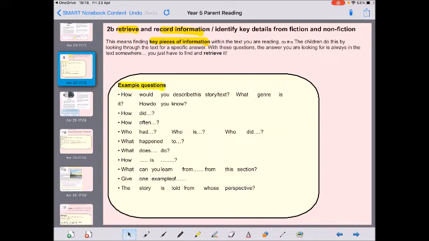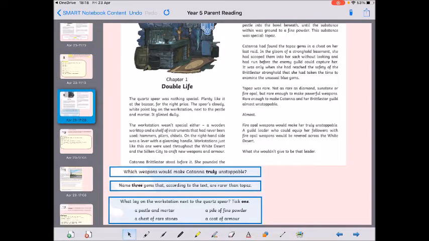So as it said, it's really important for the children to remember for a retrieval question, the answer is always in the text. They just have to be able to find it. Here is an example of some retrieval questions that are based on the same chapter that we just looked at previously. This time the questions say, which weapons would make Katana truly unstoppable? So the children would find that piece of information and take it from the text and write it down.